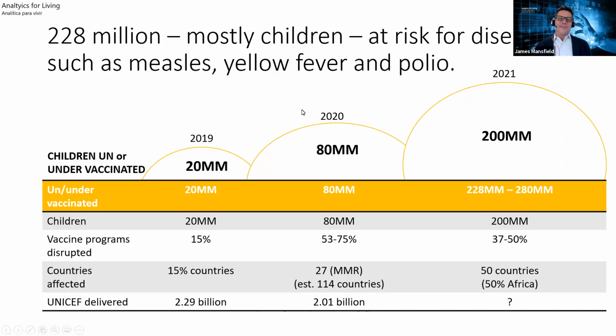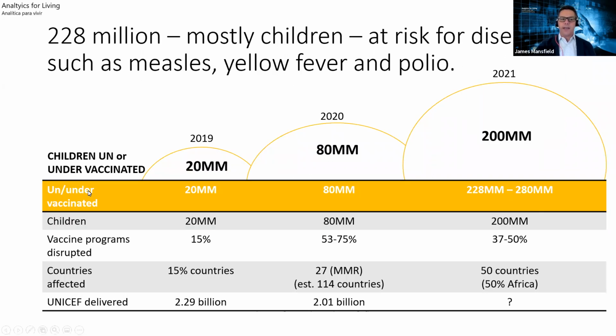Okay, so why we picked this topic, and it's definitely a passion of mine, is that currently there are about 228 million individuals, mostly children, at risk for diseases such as measles, yellow fever, and polio. There are these 228 million currently, and it's mostly children because they are under vaccinated.